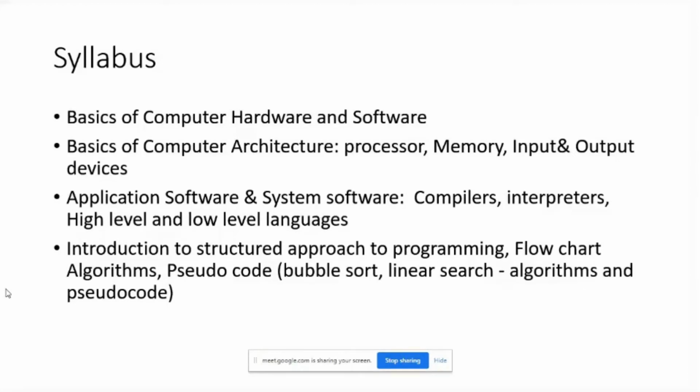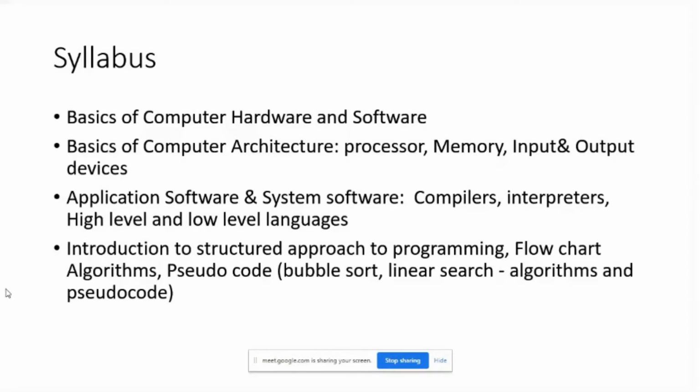And so the syllabus goes like this: the basics of computer hardware and software, then the basics of computer architecture, the only one architecture we are studying, the basic architecture. Then the processor, memory, input and output devices, etc. What are the different input and output devices? Then the next part is application software and system software. What is an application software and what is a system software? Then we move to compilers, interpreters, and what are these high level and low level languages.